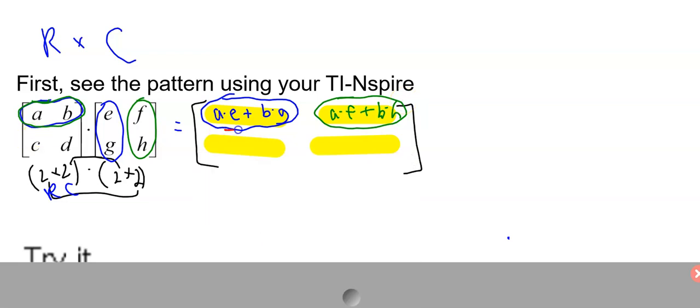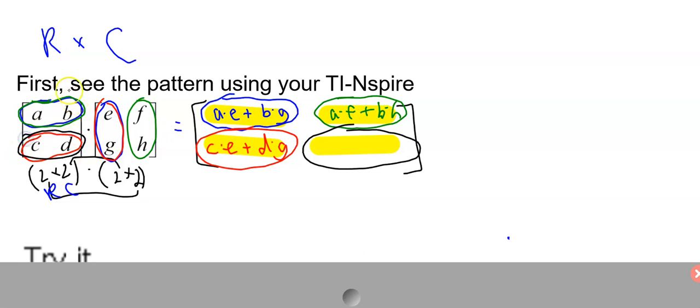And let's do this one. This will be the bottom left cell. So the bottom row of the first matrix is C, D, and the left-hand column is E, G. So C times E plus D times G, the second item in the row times the second element of the column. And finally, we've got the bottom right. So the bottom row by the right-hand column. So C times F plus D times H. Okay, so that's the pattern for multiplying. Always row by column. The first matrix gives the rows, the second gives the columns, and you multiply the first terms in each, plus the second terms in each, plus the third terms if there are any, etc.